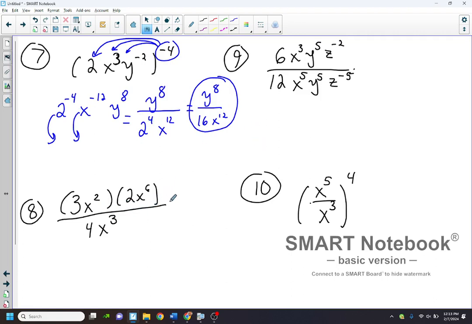Let's look at number 8. A mixed set with division and multiplication. So the top, I'm going to multiply first to make my life easy.